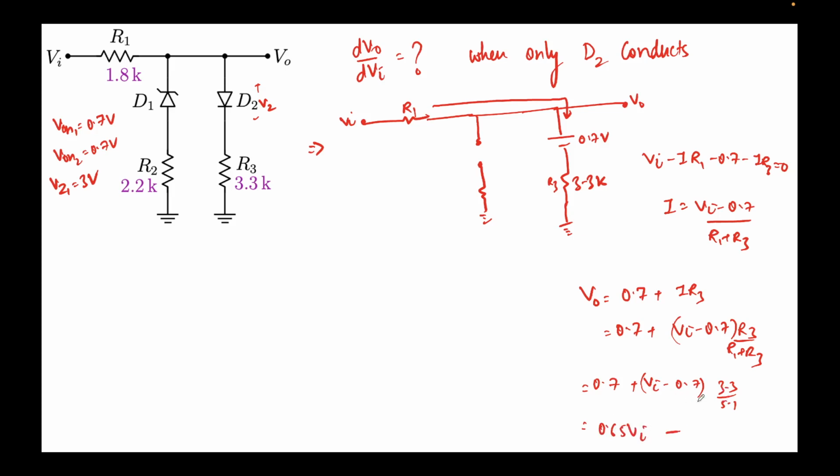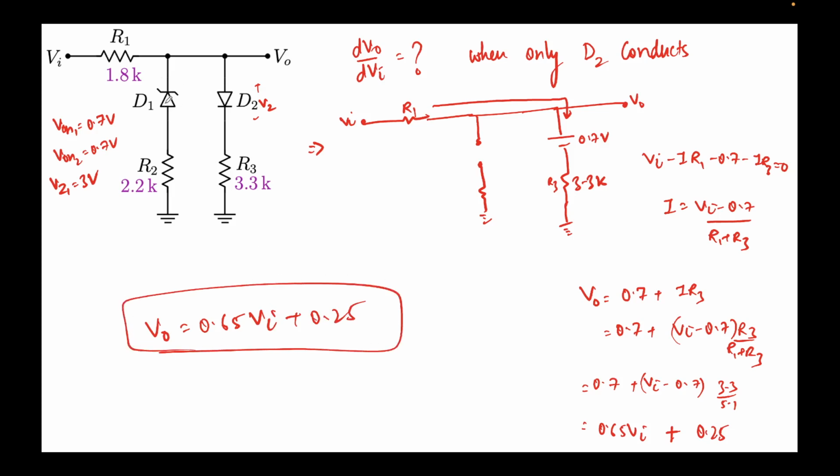minus, so this will be 0.65 and this is minus 1, so this will be plus 0.35 into 0.7. This is coming out to be 0.25, right? So we have obtained that V out is coming out to be 0.65 Vi plus 0.25. Again, I have assumed that D1 here is not in Zener diode regime yet. This is the expression that we have obtained.